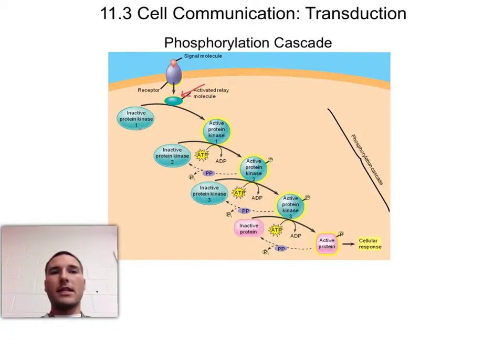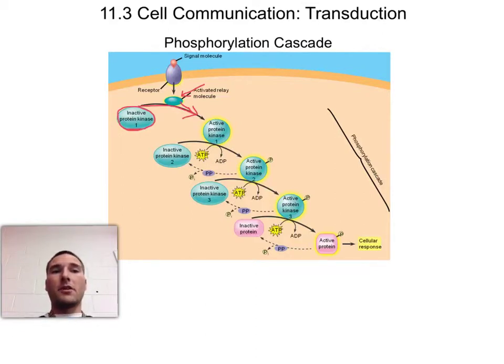And our transduction pathway is going to start when that relay molecule here basically joins an inactivated protein kinase. So it's just a protein kinase that is not functional. It's an enzyme, and it's not working. So when that relay molecule and this inactive protein kinase join together, it activates the protein kinase so that it can do its job, and its job would be to put a phosphate on another protein.